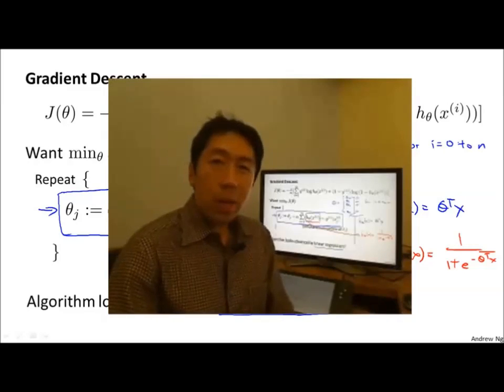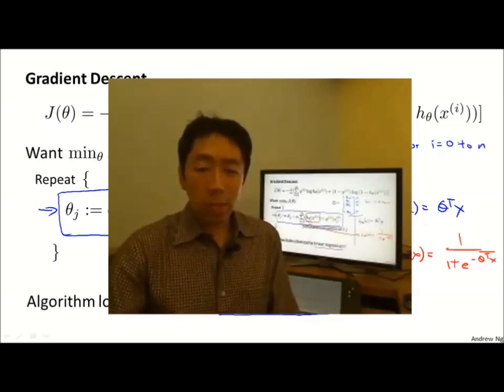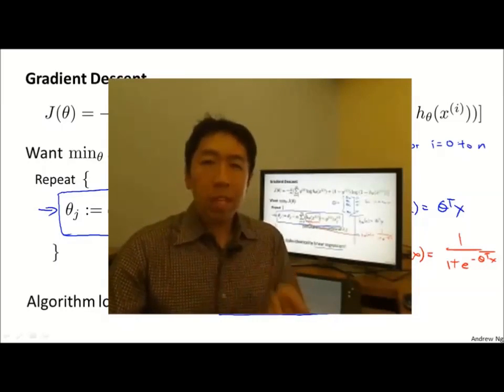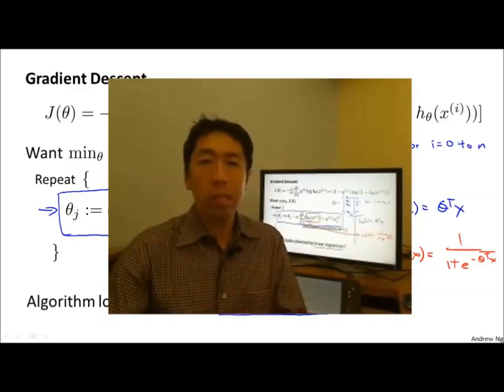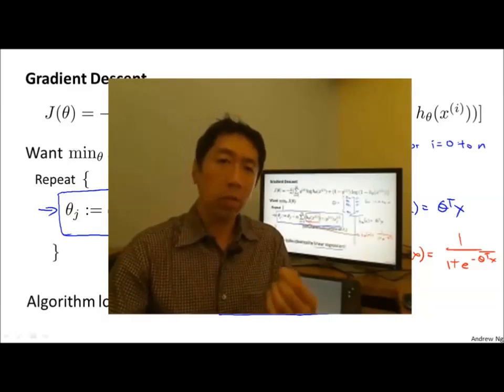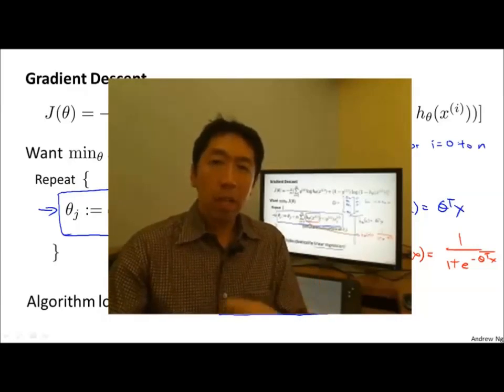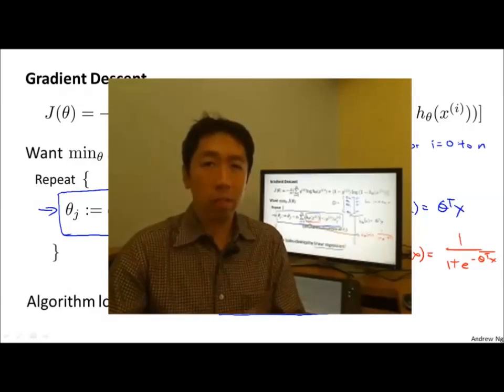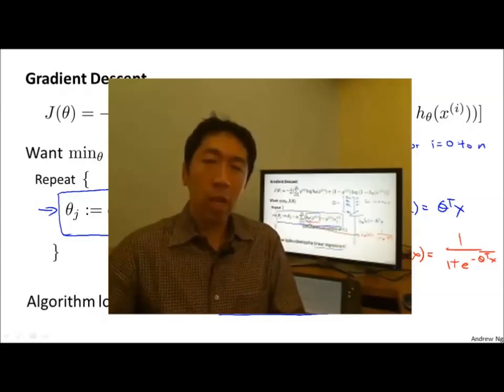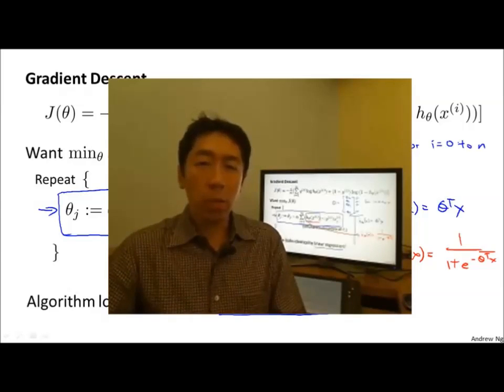So now you know how to implement gradient descent for logistic regression. There was one last idea that we talked about earlier for linear regression, which was feature scaling. We saw how feature scaling can help gradient descent converge faster for linear regression. The idea of feature scaling also applies to gradient descent for logistic regression. If you have features that are on very different scales, then applying feature scaling can also make gradient descent run faster for logistic regression.